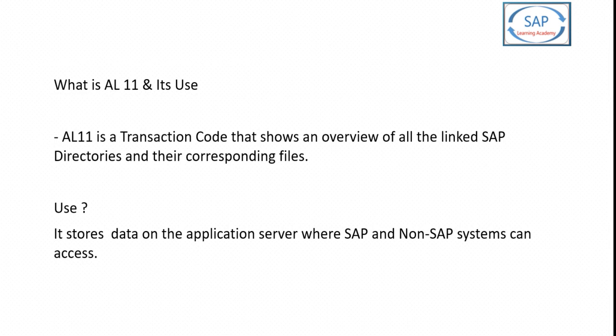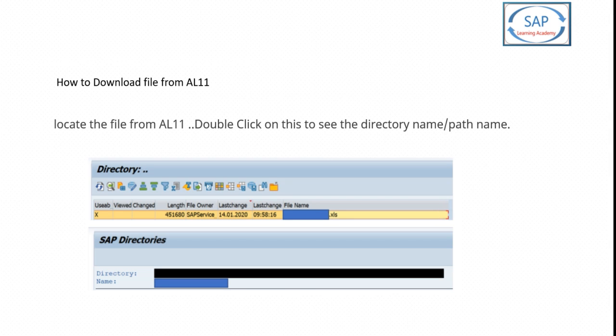So first we will know what is AL11 and its use. AL11 is a transaction code that shows an overview of all linked SAP directories and their corresponding files. So what is the use? It stores data on the application server where SAP and non-SAP systems can access. So since it can store the file, you can use that file for your purposes in your system.